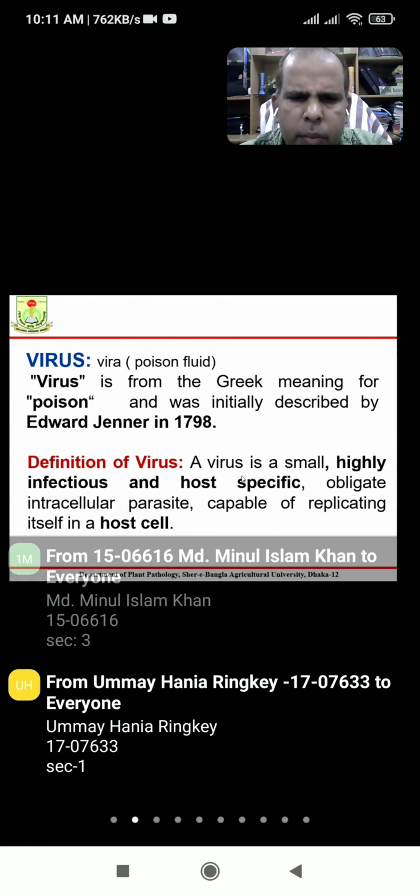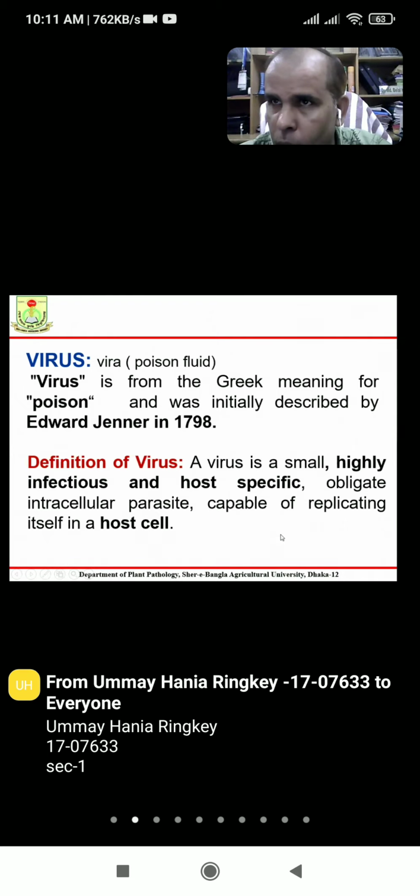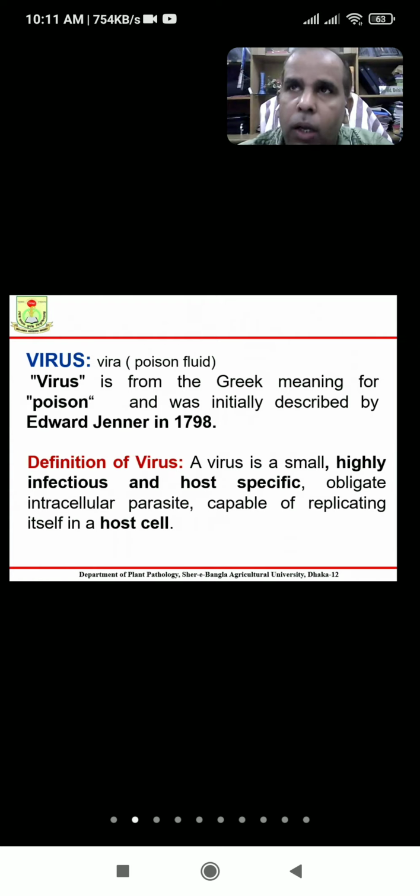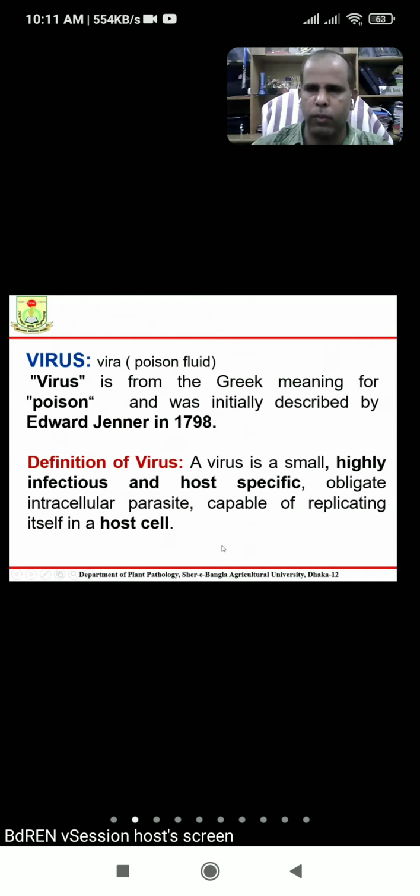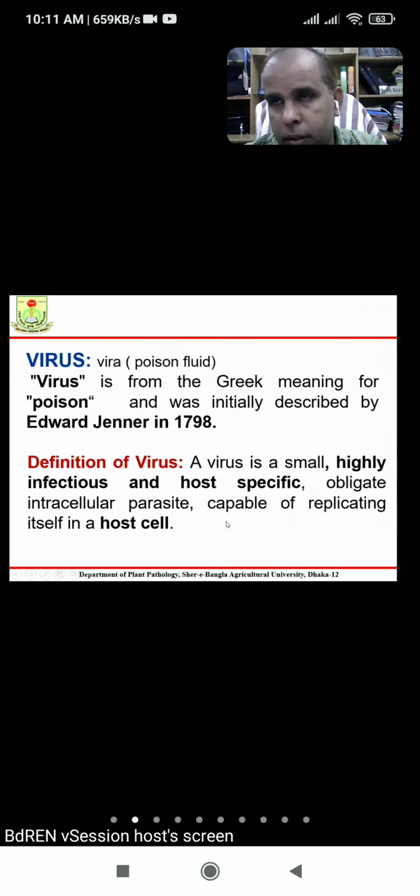There is something here: a virus is small. How small is it? It is very small. We can't see it with the naked eye. We can't see it with a compound microscope or a stereo microscope. To study the virus, we need ultra microscopy, that is the electron microscope. And we measure a virus in nanometers, if we consider the smaller units, for example centimeter, millimeter, micrometer, then nanometer. So a virus is an ultra microscopic organism that we measure in nanometers.